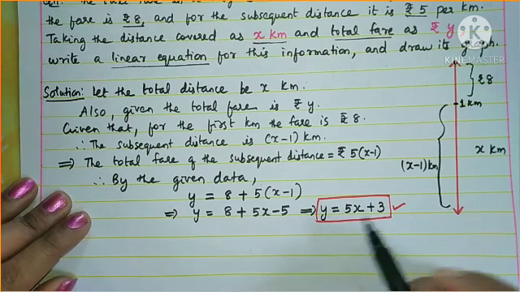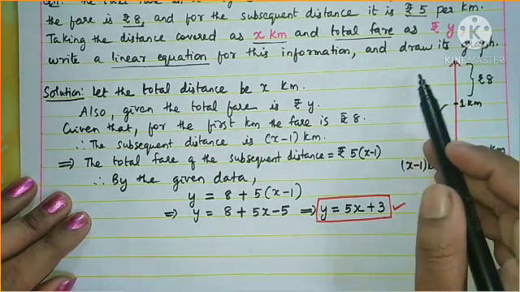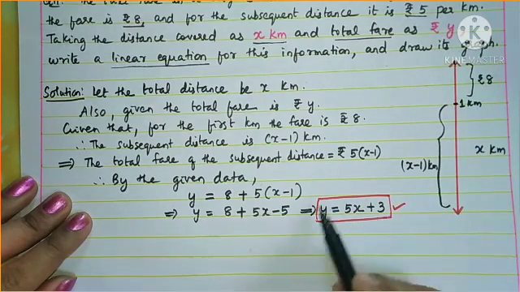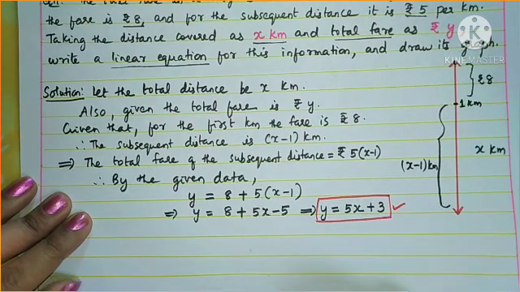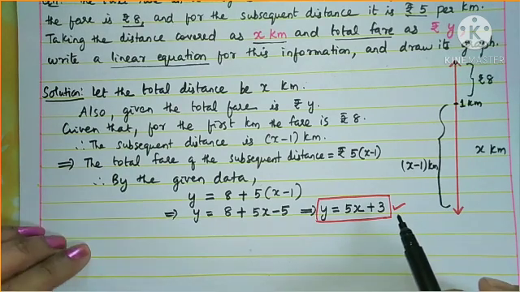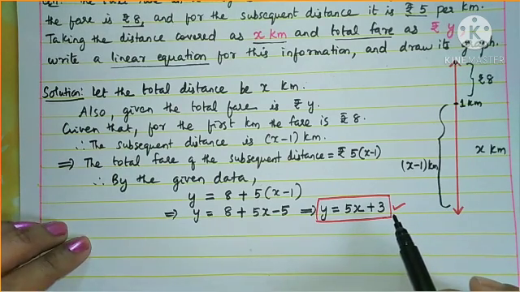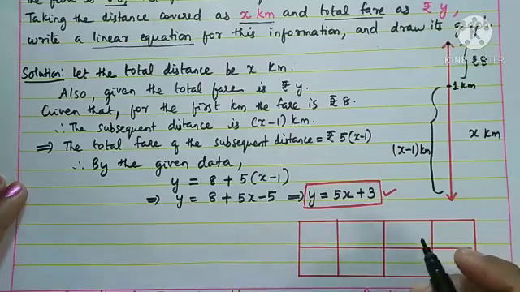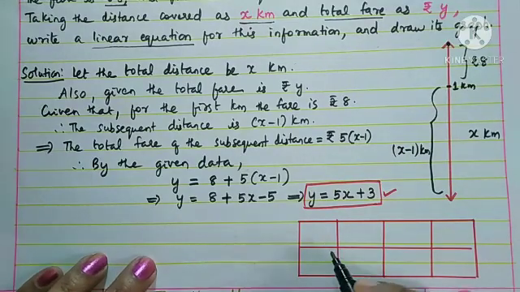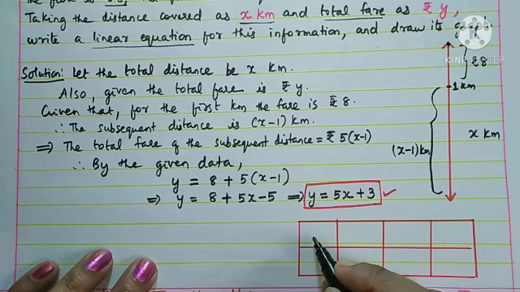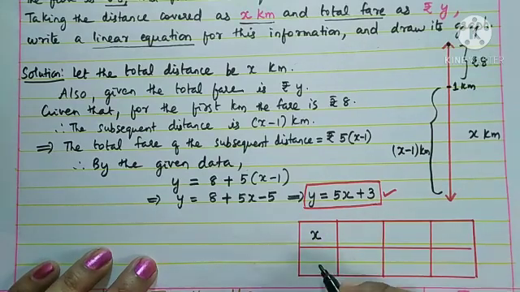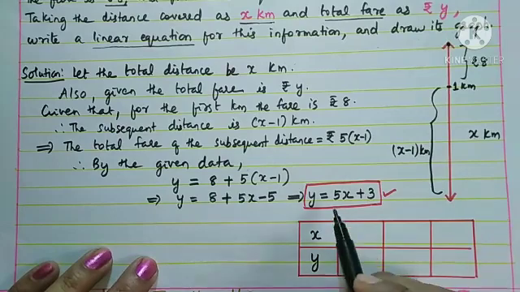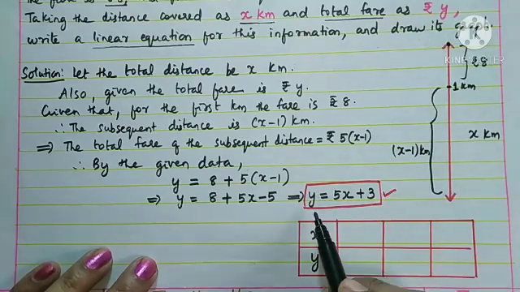Now what is the second part of the question? Draw its graph. So using this linear equation, we want to draw the graph. And before drawing the graph, what do we need, children? Yes, we need the coordinates. We need the coordinates for drawing the graph. Now to find the coordinates, you draw a tabular column, where the first row is our x coordinate and the second row is our y coordinate. Now using this equation, we need to find the points.